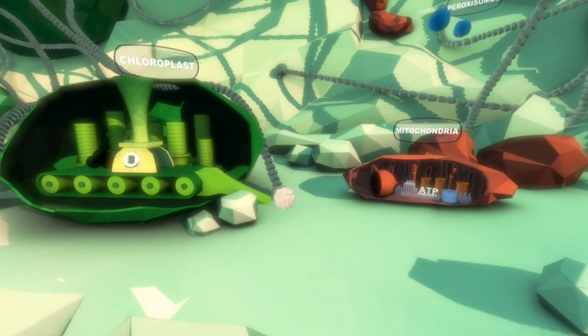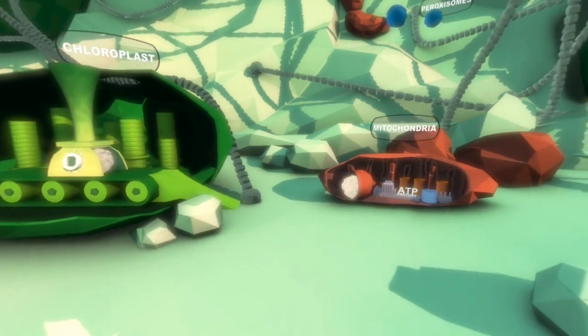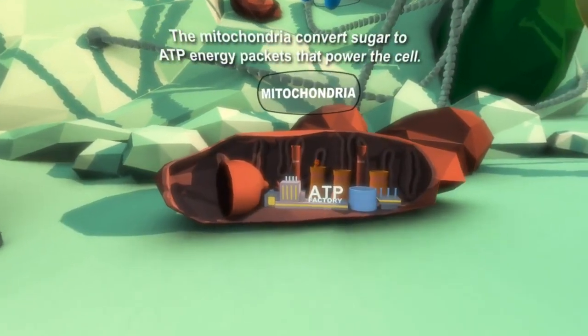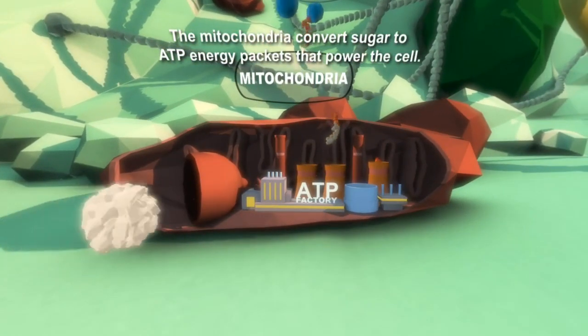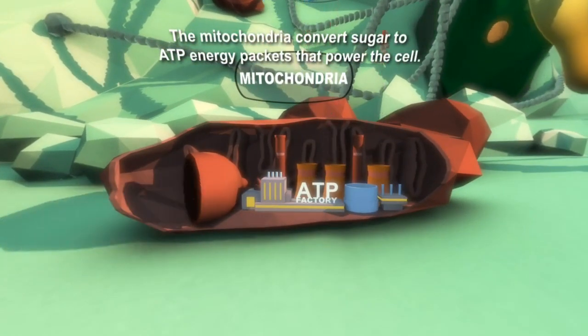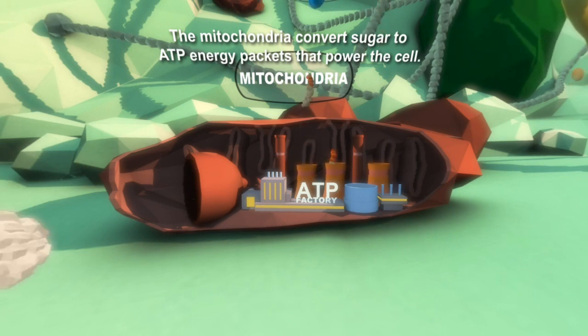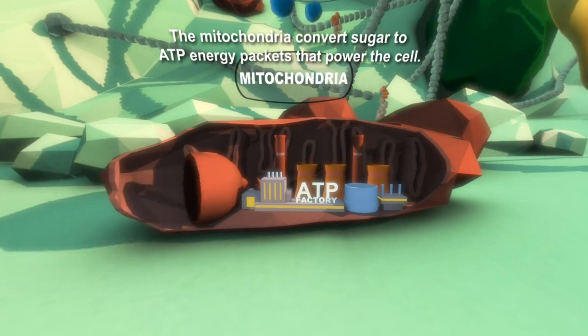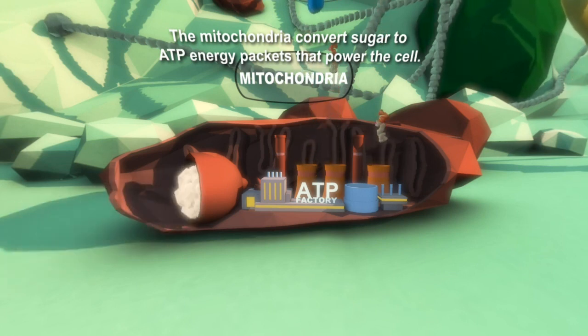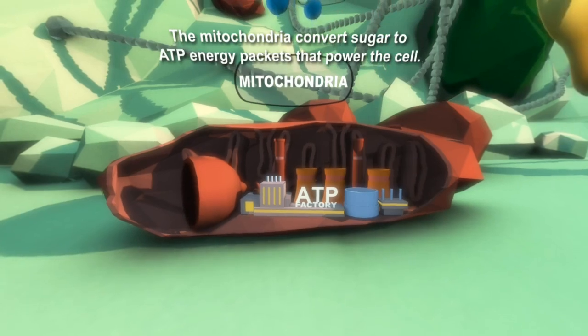In the mitochondria, sugar that was created by chloroplasts is converted into energy packets called adenosine triphosphate, or ATP. These ATP energy packets become the source of energy to power the many activities and processes occurring around a plant cell.